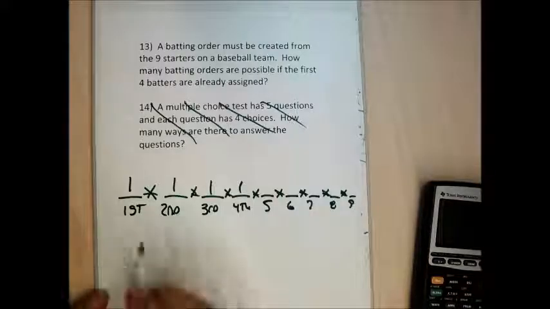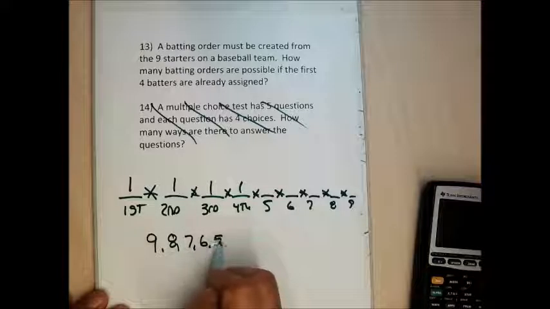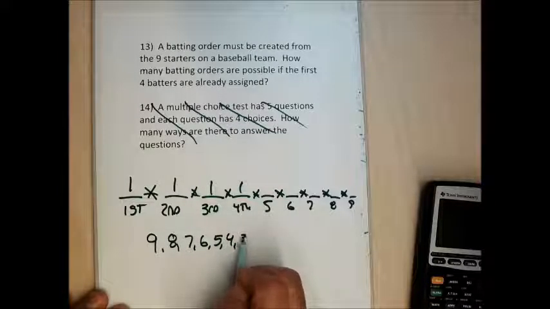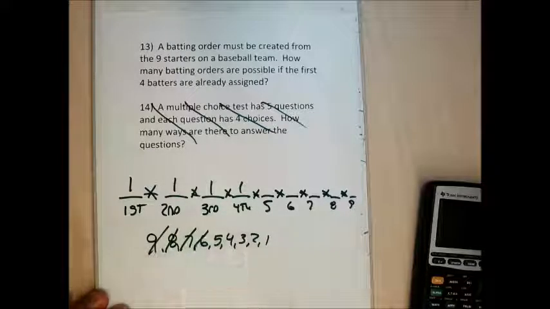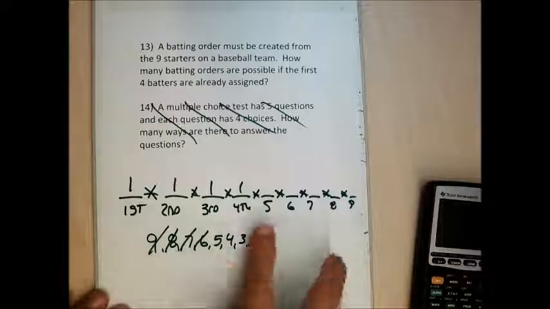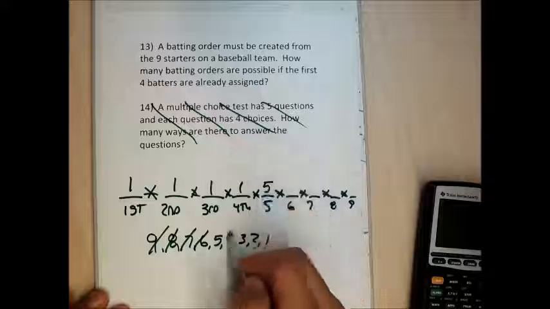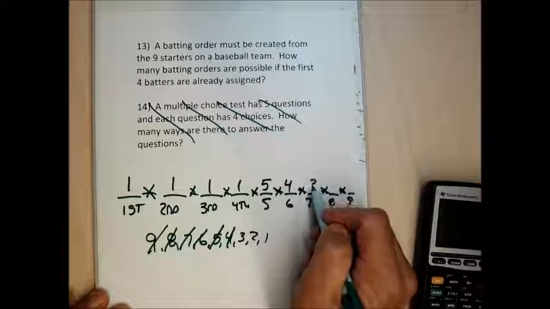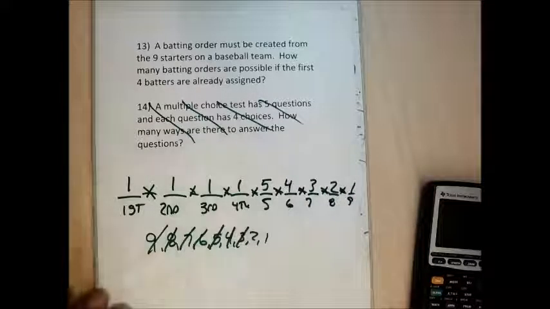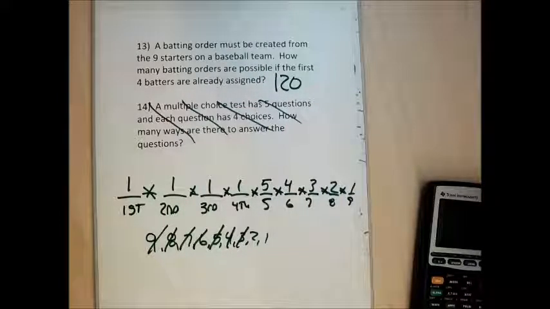So a baseball team has 9 hitters. And I've placed 1, 2, 3, 4 of them in the first 4. So for the 5th hitter, there's only going to be 5 batters left to choose from. Once I pick the 5th hitter, now there's only going to be 4, and then 3, and then 2, and then 1. If I multiply those out, I think you come out to 120 for the answer to problem 13.